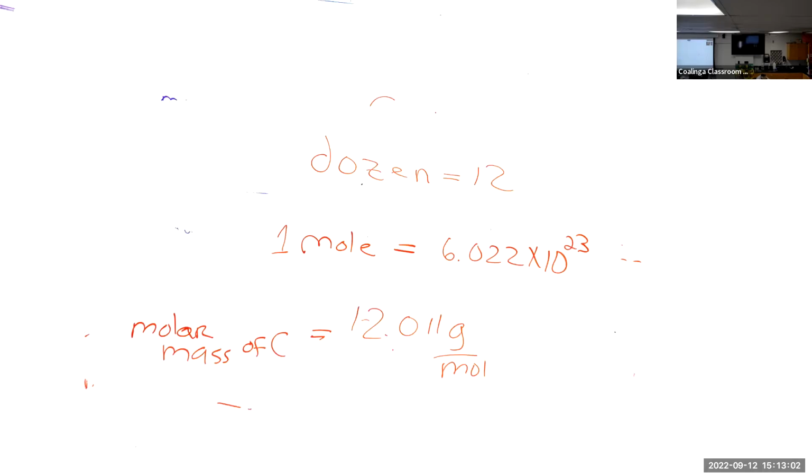Do you understand? You're not getting it? Okay, let me see if I can explain it a little bit differently. Let's take a step back. So 1 mole equals 6.022 times 10 to the 23rd. Now, on our periodic table, every atom has its own mass. So let me put it like this.